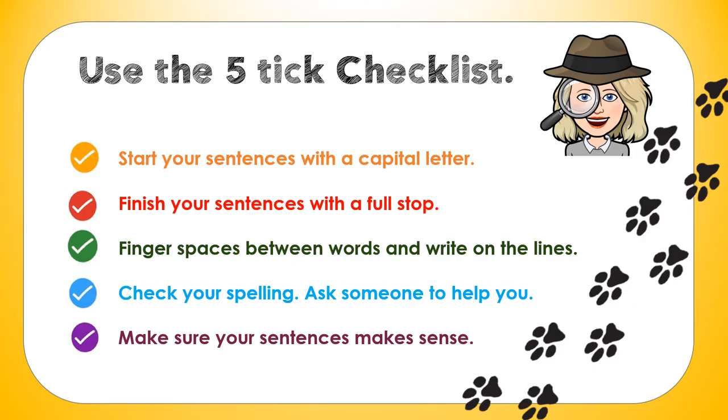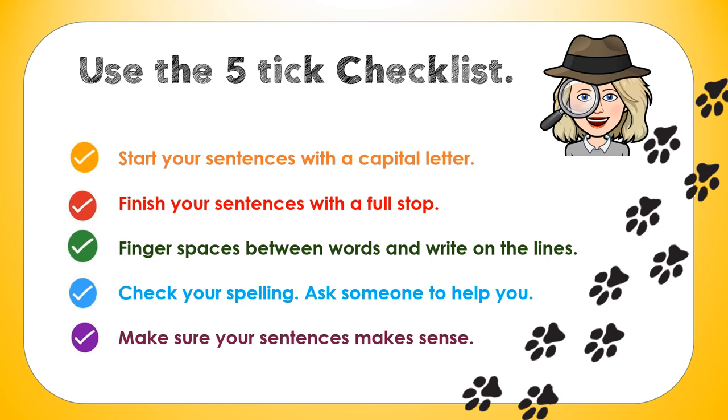So now you've finished writing or typing your persuasive text up, it's time to proofread it. So we're going to use my 5-tick checklist. So, did you start your sentences with a capital letter? Now, I noticed last week some people were putting capital letters in the middle of their sentence. You're only going to do that if it's a name or if it's a proper noun. So check that one. Did you finish your sentences with a full stop?